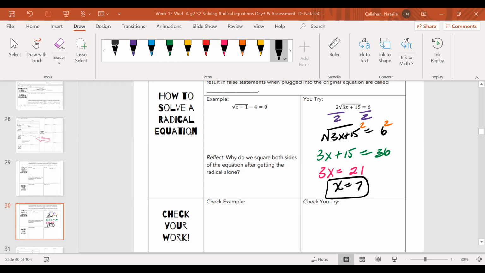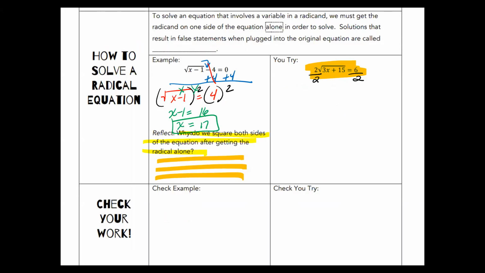All right, let's take a look at the bottom where it says check your work. The first part, your answer is going to be 17. To check my work, I take that 17 and plug it back into the original equation. You want to do that when you have two answers, because one of them is fake. So you have 17 minus 1, which is 16, minus 4. Does that equal 0? Well, the square root of 16 is 4, so 4 minus 4. Yep, it checks out. It does indeed equal 0.